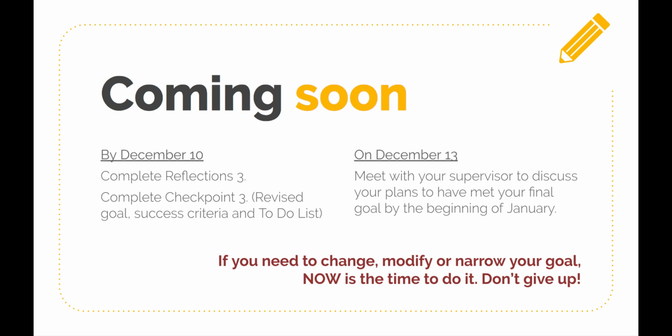By December 10th, you need to have completed the 3rd reflection and 3rd checkpoint, both of which will be posted on My MCPS Classroom. On December 13th, you'll meet with your supervisor one more time to discuss the plans to have your final goal met by the beginning of January. If you need to change, modify, or narrow your goal, now is the time to do it.